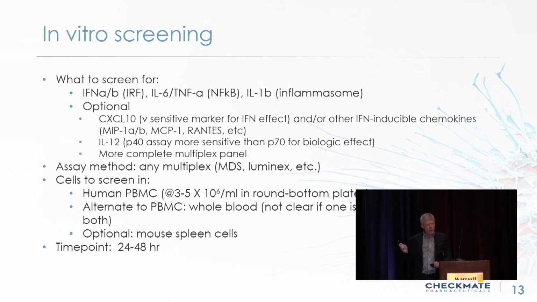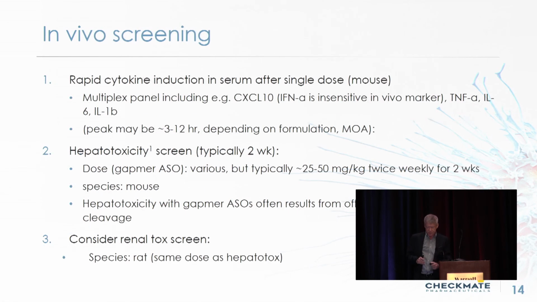Some people use mouse spleen assays. I don't like mouse cells just because the immune effects are so different from human cells, so we just stick with those. And in terms of the time point, you can start to see cytokines within a few hours in the supernatants, but we found the most sensitivity using a 48-hour collection of the supernatants. 24 hours may be enough, but 48 just seems to be a little more sensitive.